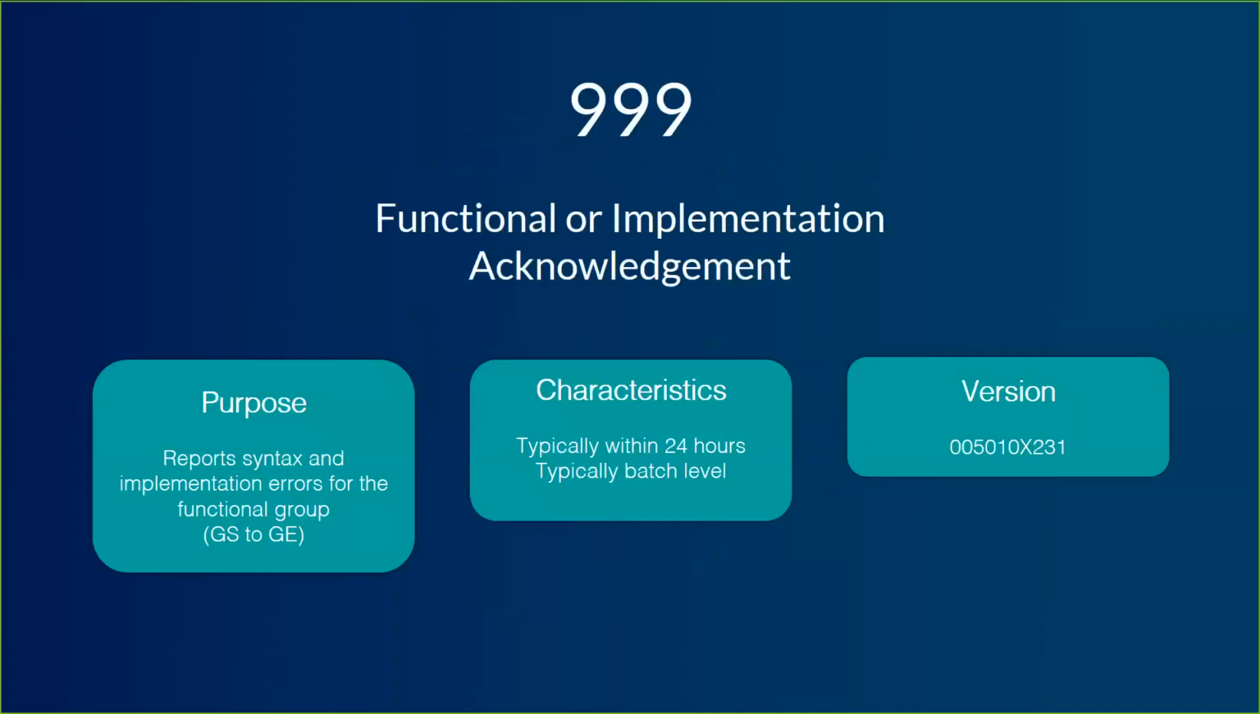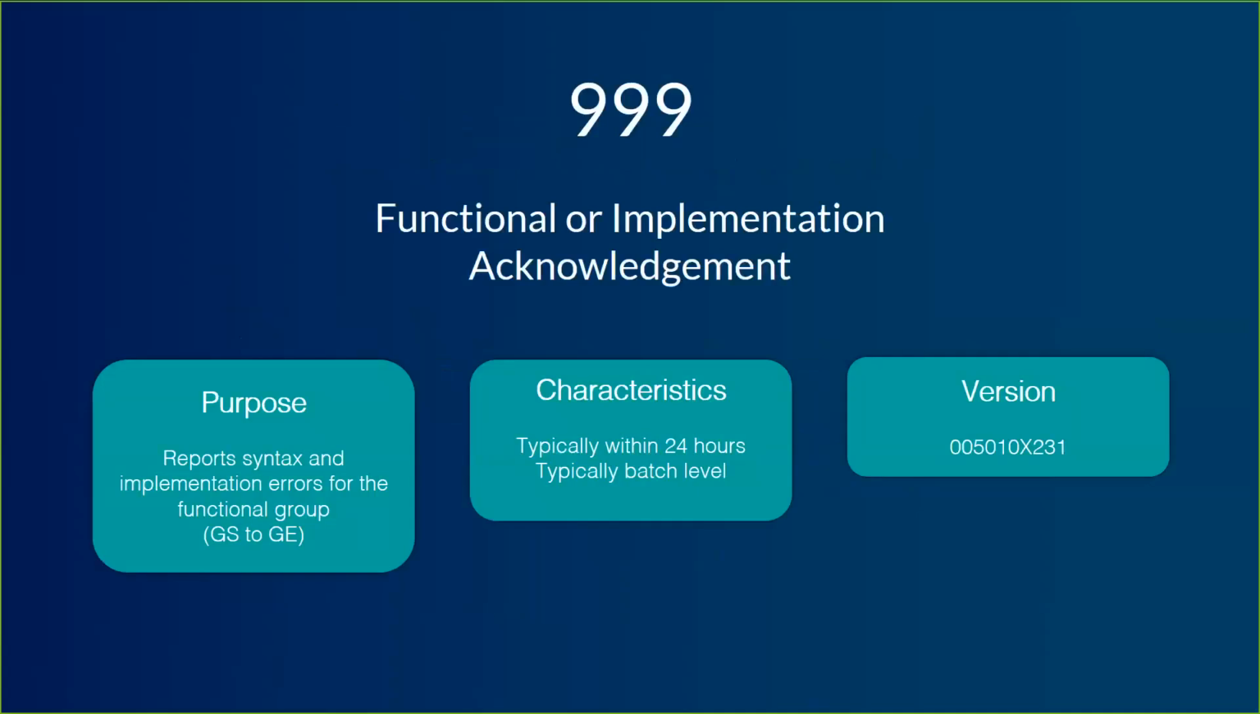999s are also typically at the batch level. What this means is that if you were to send a batch of claims that had 10 claims inside of it, the 999 response indicating an acceptance or a rejection would be indicating that all 10 were accepted or all 10 were rejected. So that's what I mean by a batch level response. It usually doesn't designate or distinguish between the claims or the smaller bits of transactions inside the batch.